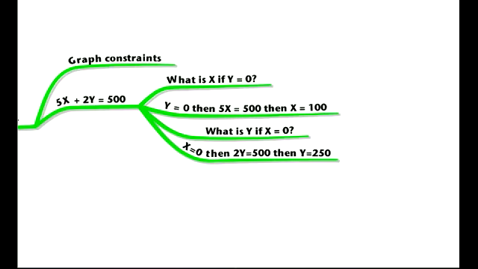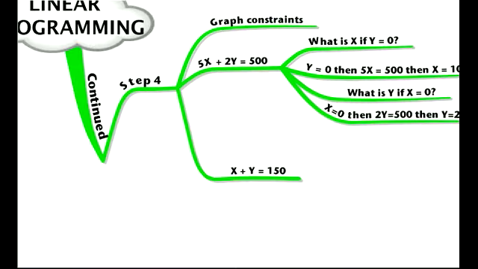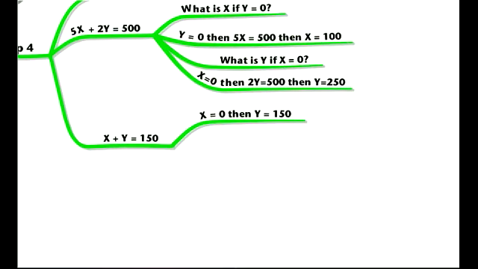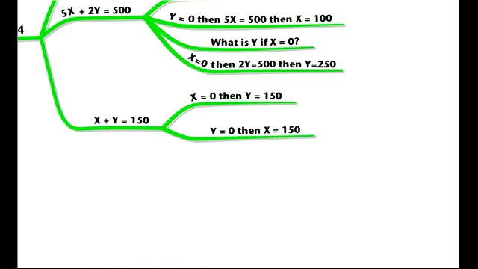So that's how we plot the constraint 5X plus 2Y equals 500. The two plot points will be X equals 100 and Y equals 250. The next constraint was X plus Y equals 150. So if X equals 0, then Y equals 150, and if Y equals 0, then X equals 150. So that's how we graph any constraints.